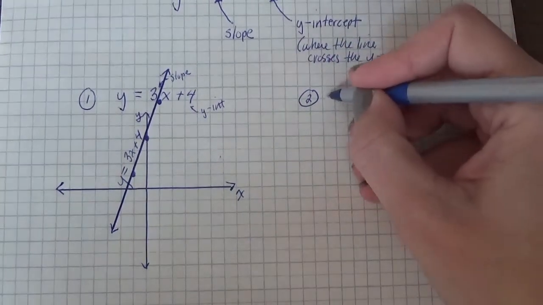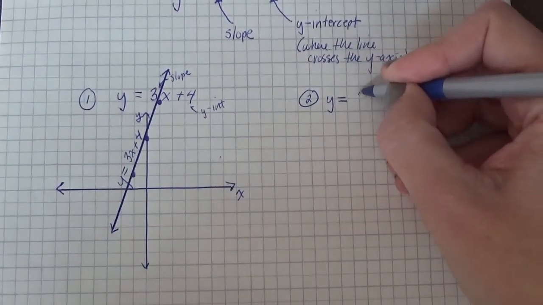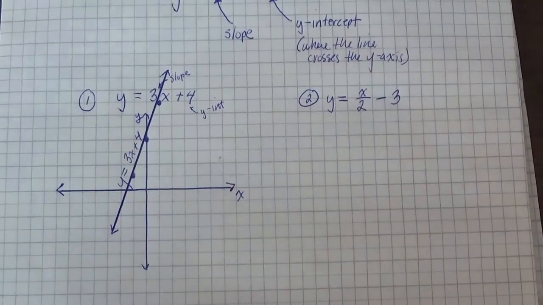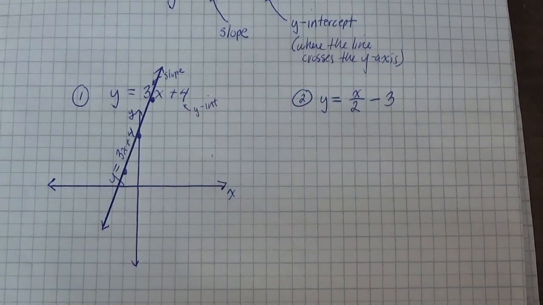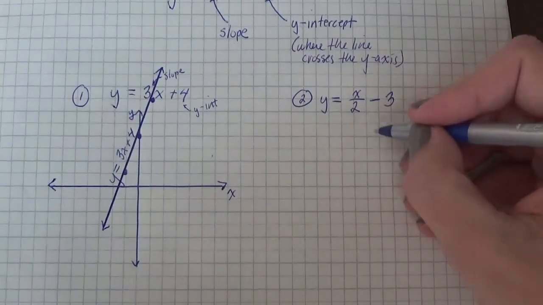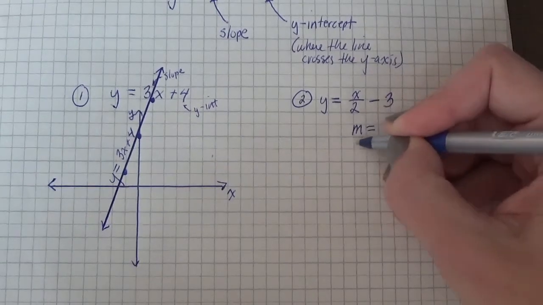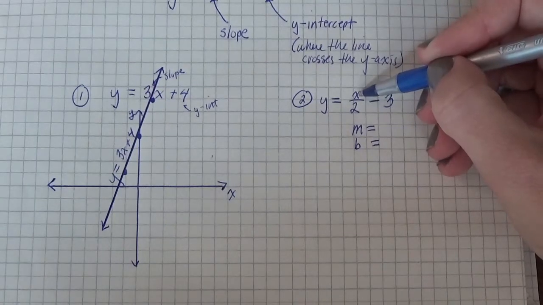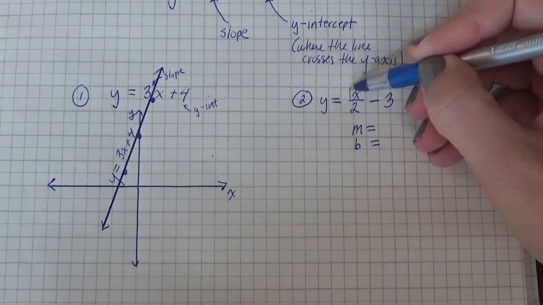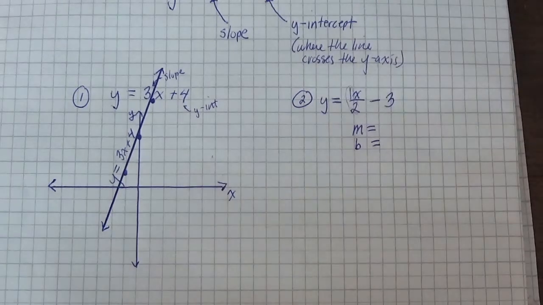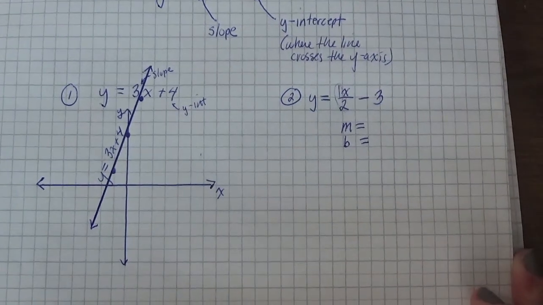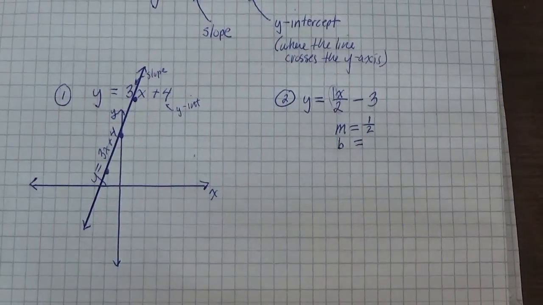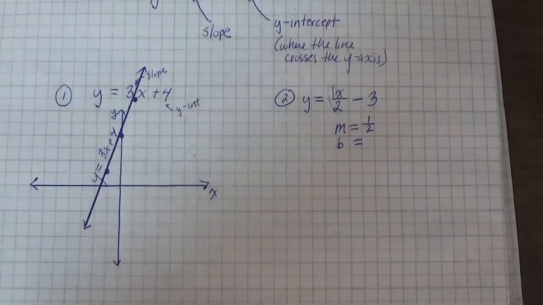Let's try y equals x over 2 minus 3. Now this one's a little trickier. So before we draw it, let's figure some stuff out. What is m and what is b? So m is the slope. So what number is attached to the x? Really, it's a 1/2 that's attached to the x. So I'm going to say the slope of this line is a half. And I'm going to leave it as 1 over 2. I think it's easier to graph that way.